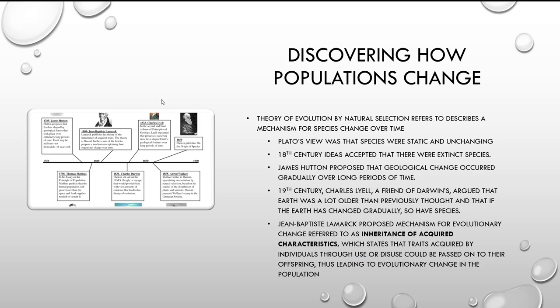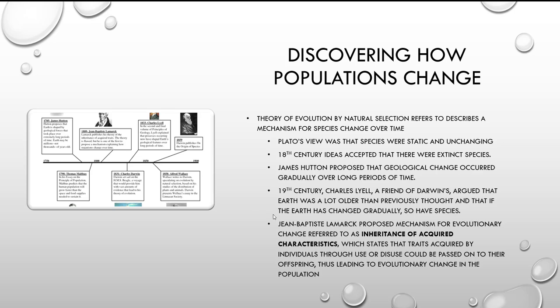Well, this was proven incorrect. You can't suddenly start using something, and then since you use it a lot, that means that you're going to pass that trait on to your offspring. But he was the first to start thinking that we acquire our characteristics and can pass those on to our offspring.